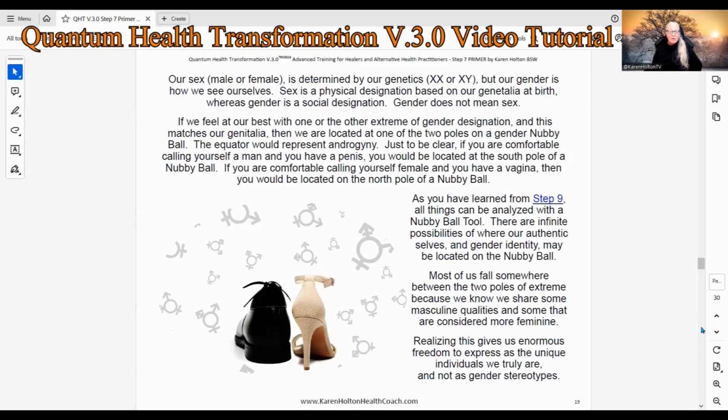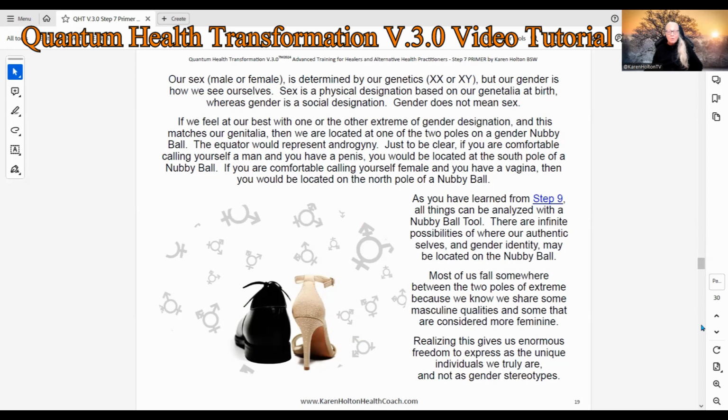Our sex, male or female, is determined by our genetics, XX or XY. But our gender is how we see ourselves. Sex is a physical designation based on our genitalia at birth, whereas gender is a social designation. Gender does not mean sex. If we feel at our best with one or the other extreme of gender designation, and this matches our genitalia, then we are located at one of the two poles on a gender nubby ball.